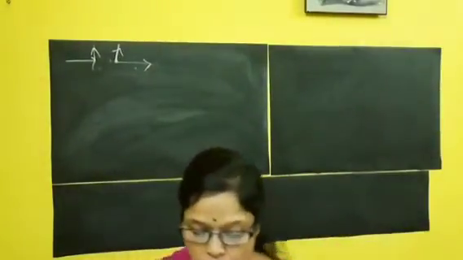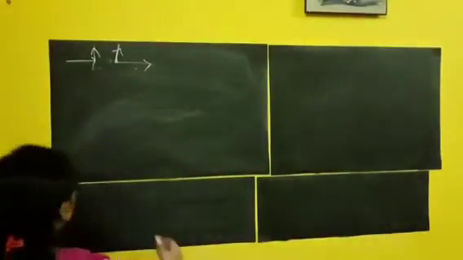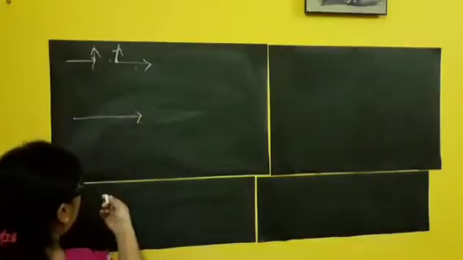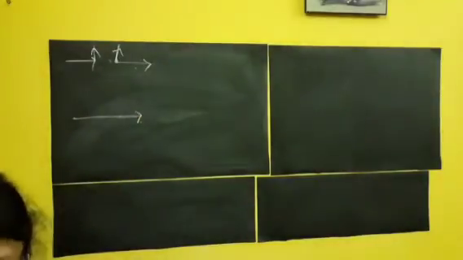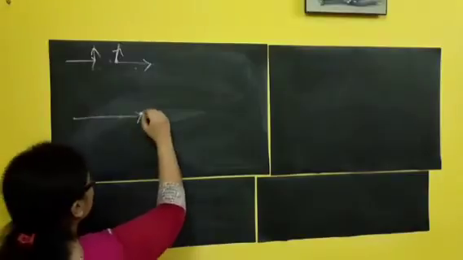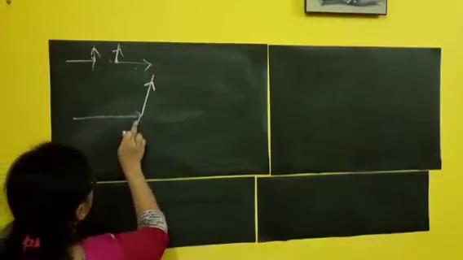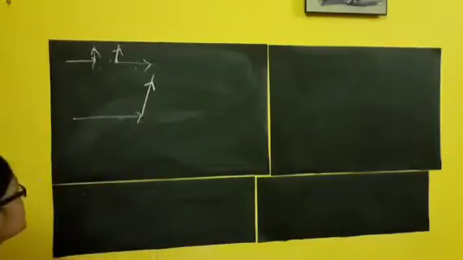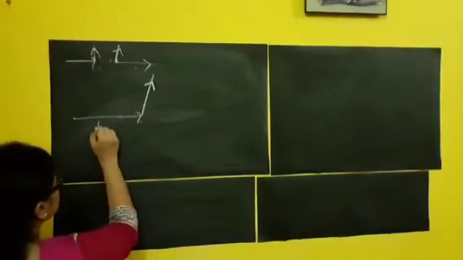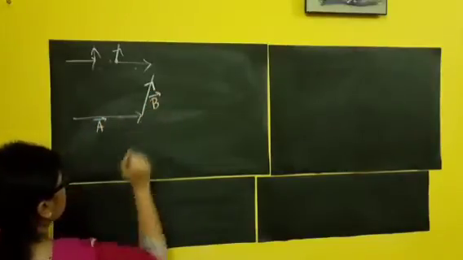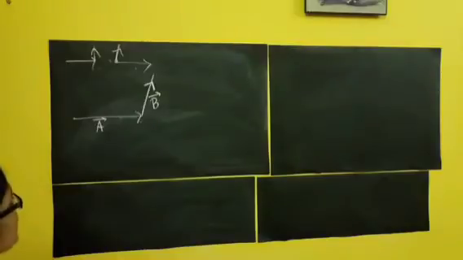So in the triangular law of vector addition, suppose one vector is acting along this direction, and another vector acting along this direction. This vector's name is A and the name of this vector is B. Clear? So what will be the resultant of these two vectors?